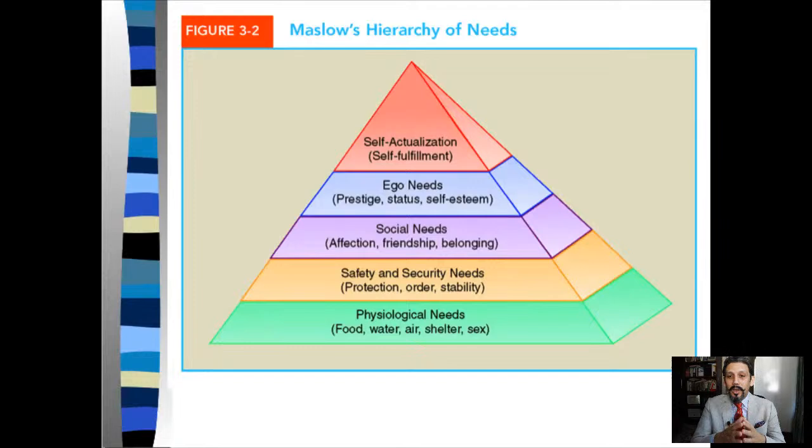Now, this was a model that was proposed. In reality, we know it doesn't work 100% exactly in that particular order. We have seen people who will, for example, forgo social needs and move directly to self-actualization. Or some people who might forgo ego needs. So yes, generally most people will work in this particular order. They'll fulfill one need and move to the next one. However, not all people will go through this model in exactly the same way as it is presented here.